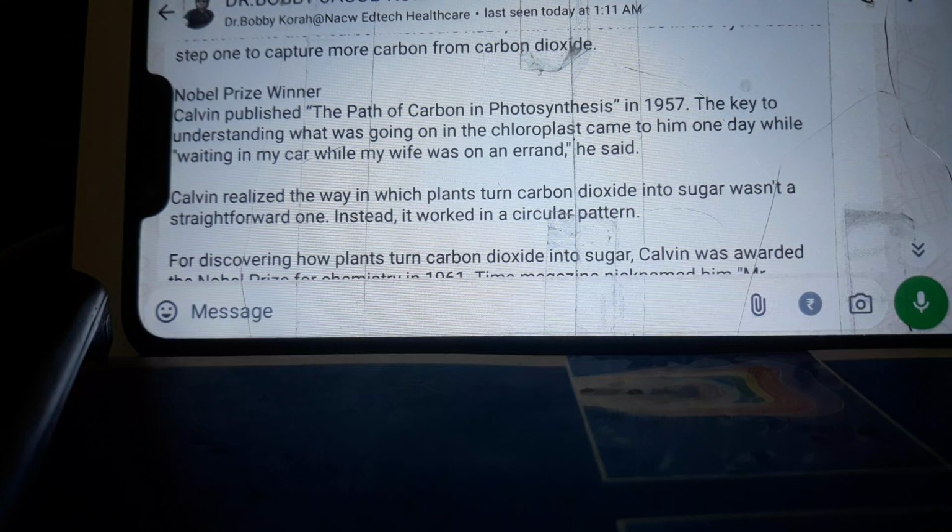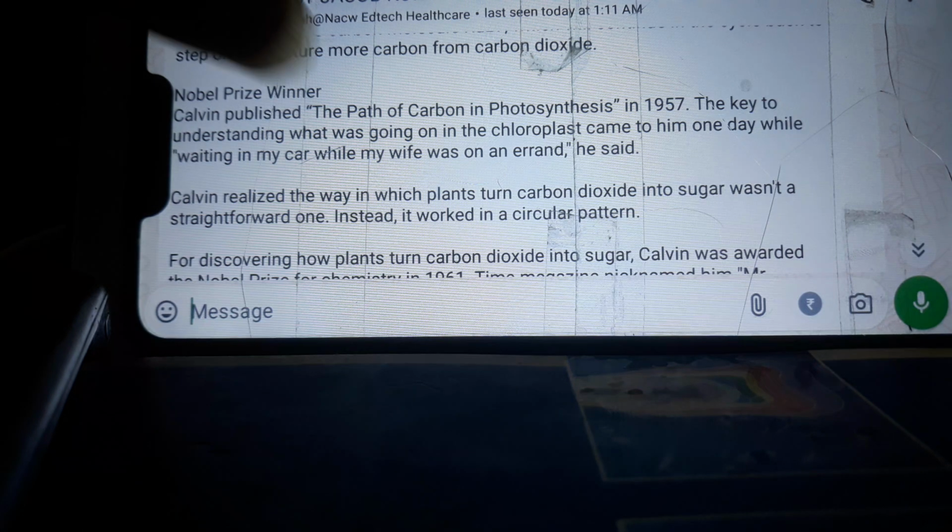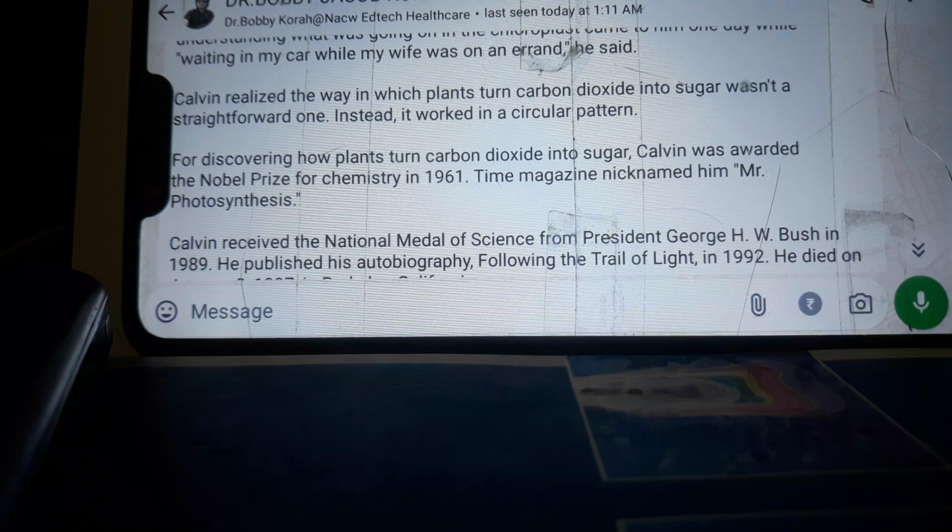Now, Nobel Prize winner Calvin published The Path of Carbon in Photosynthesis in 1957. The key to understanding what was going on in the chloroplast came to him one day while waiting in his car while his wife was on an errand. He said so. Calvin realized that the way in which plants turn carbon dioxide into sugar wasn't a straightforward one. Instead, it worked in a circular pattern. For discovering how plants turn carbon dioxide into sugar, Calvin was awarded the Nobel Prize for Chemistry in 1961.